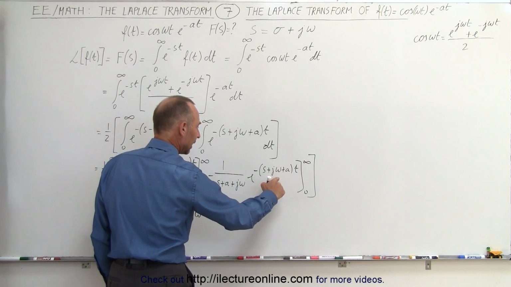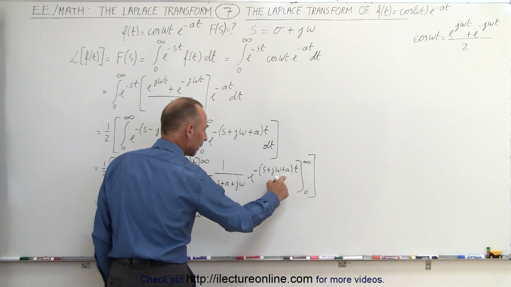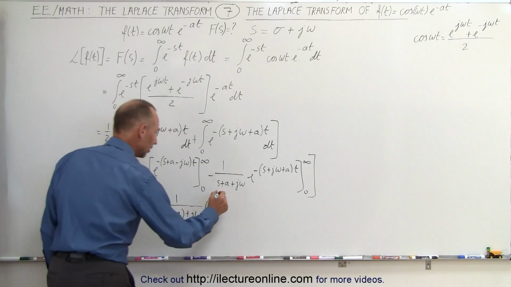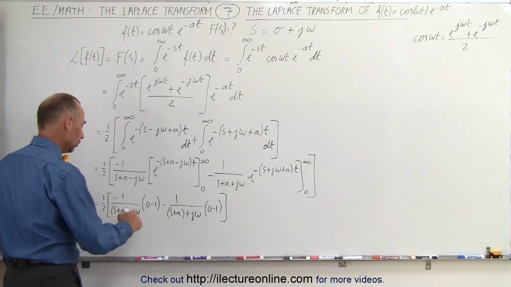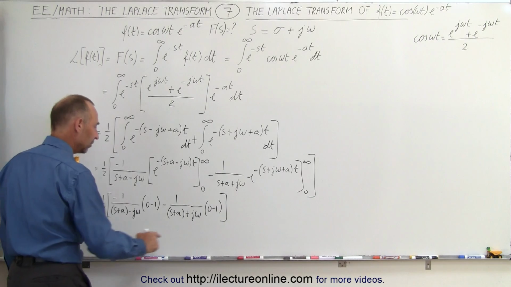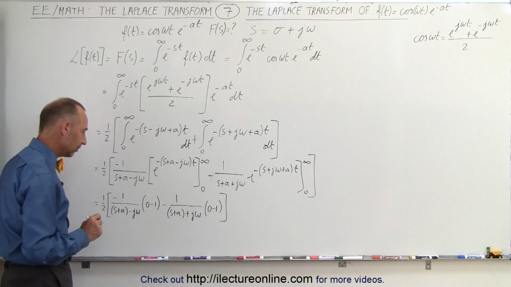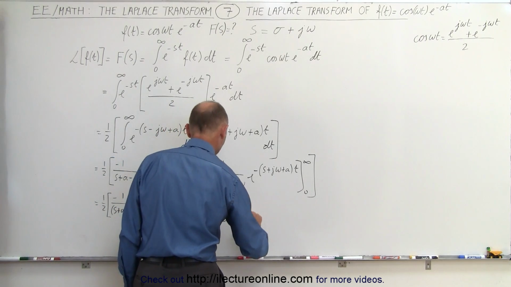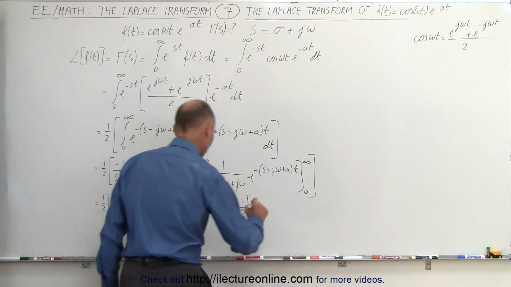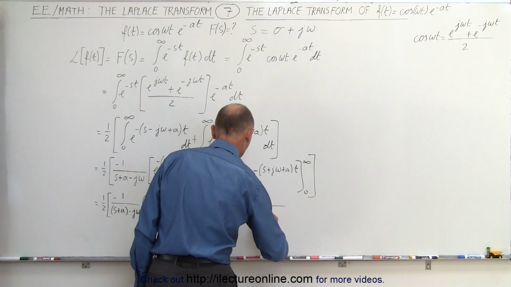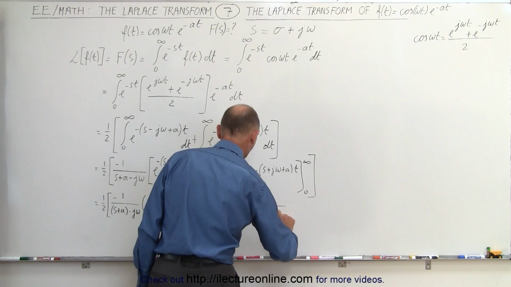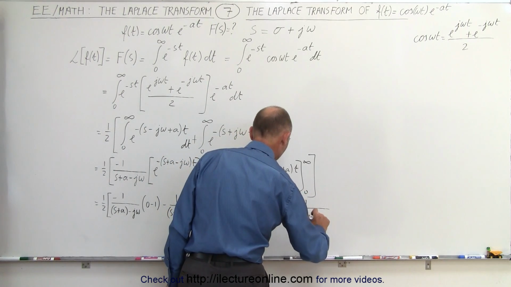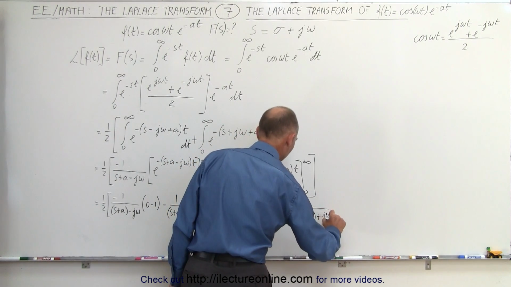And plug in the upper limit, we get 0. Plug in the lower limit, we get 1. So that would be also 0 minus 1. You notice in each case, we're multiplying times a minus 1. So the minus and this minus will become plus. This minus and this minus will become plus. So when we simplify that, this is equal to 1/2 times 1 over s plus a minus j omega plus 1 over s plus a plus j omega.